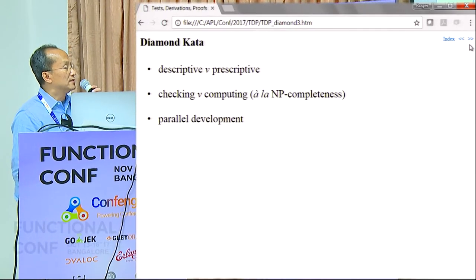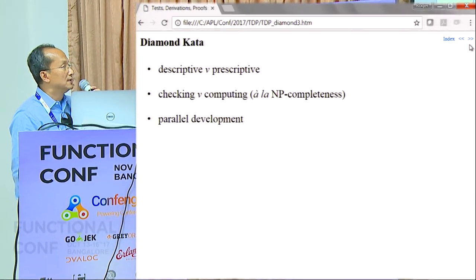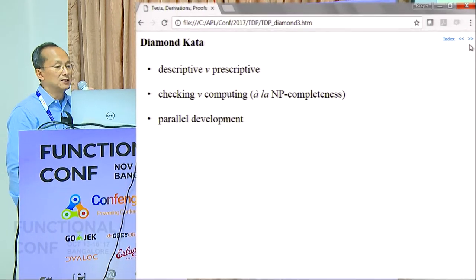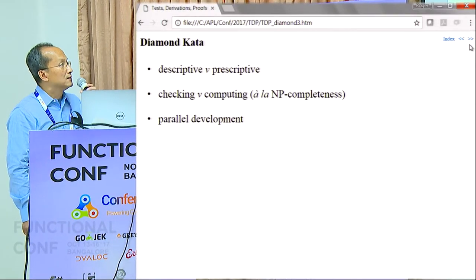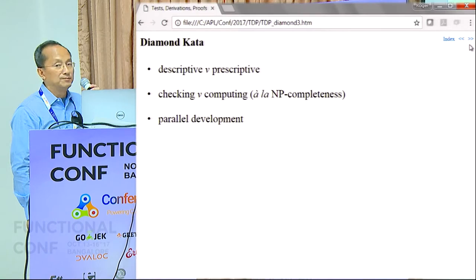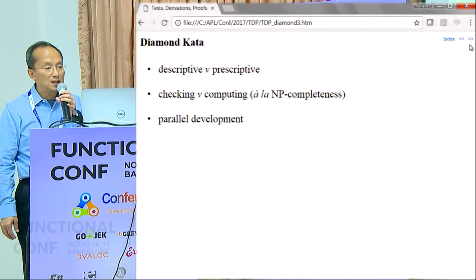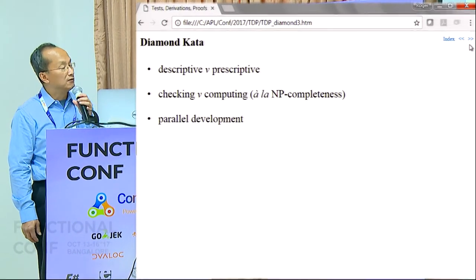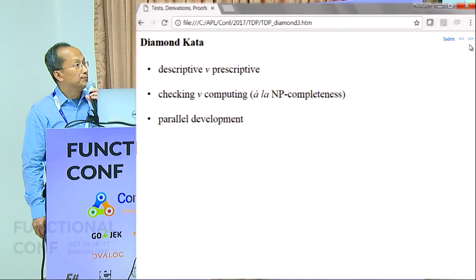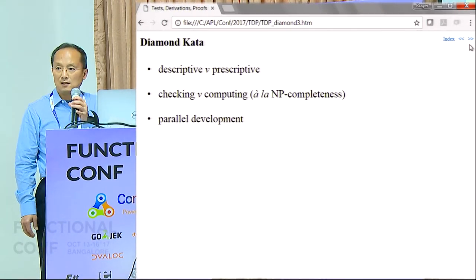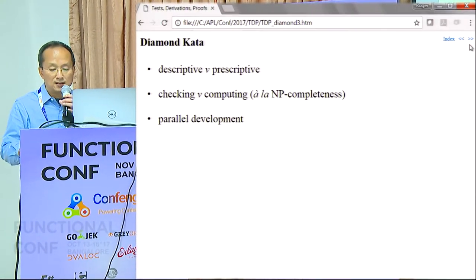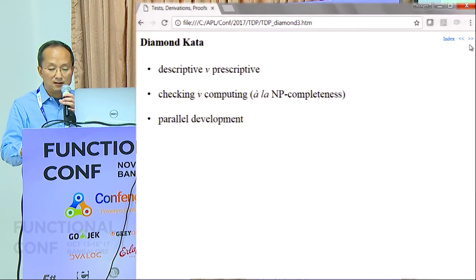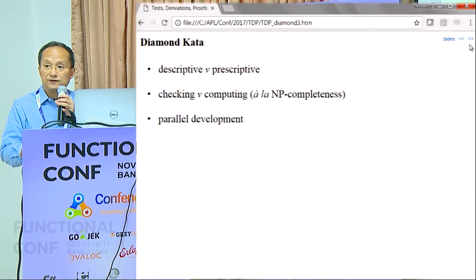So we can see from the example of the diamond cutter that tests are often descriptive rather than prescriptive, asserting what a result should be rather than how to compute it. And for that reason, they tend to be more robust and easier to write than the actual function.